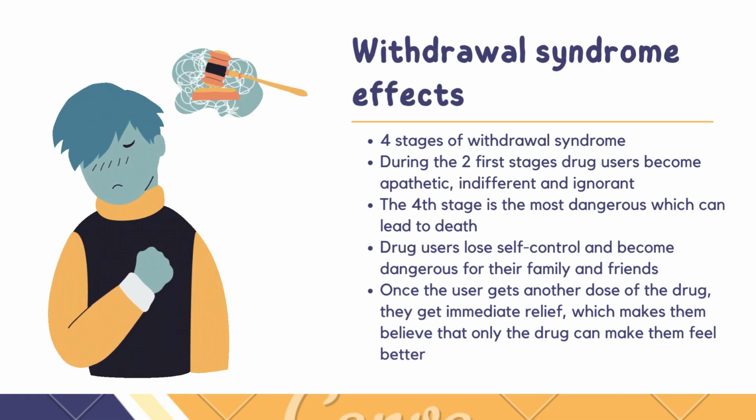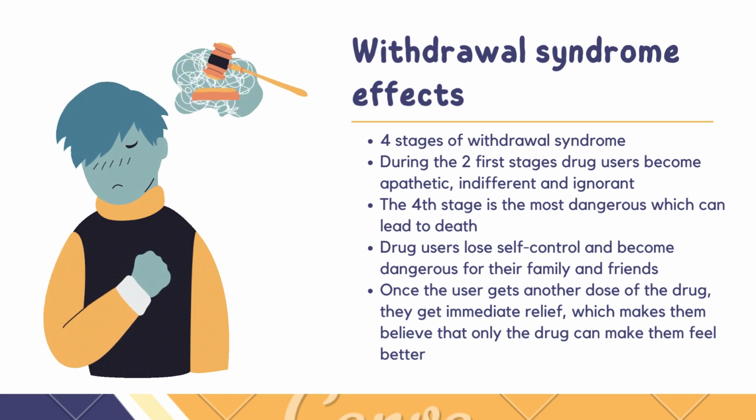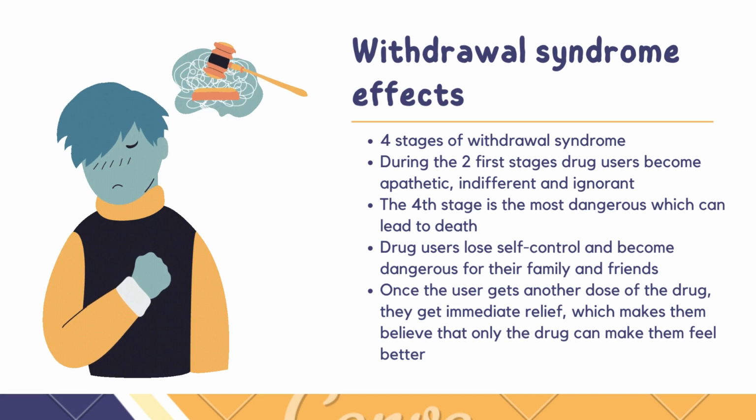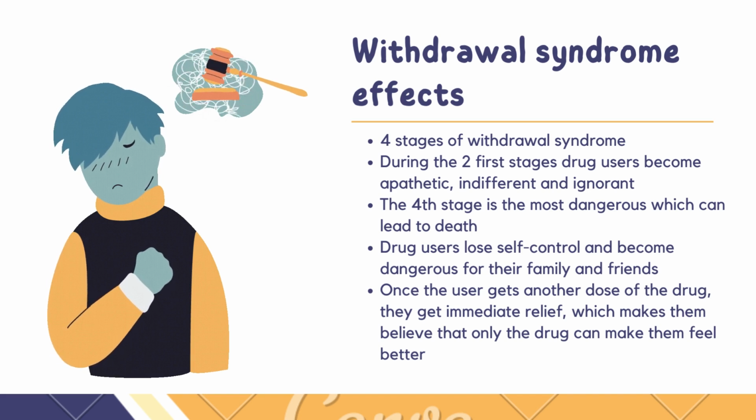Heroin withdrawal syndrome effects. It usually starts 6 to 12 hours after the last drug injection and lasts until the next drug injection or any rehabilitation event. This syndrome has four stages. During the first two stages, drug users become apathetic, indifferent, and ignorant, and it's not really dangerous compared to the last stage, which is the fourth stage, and it is the most dangerous and it can lead to death.